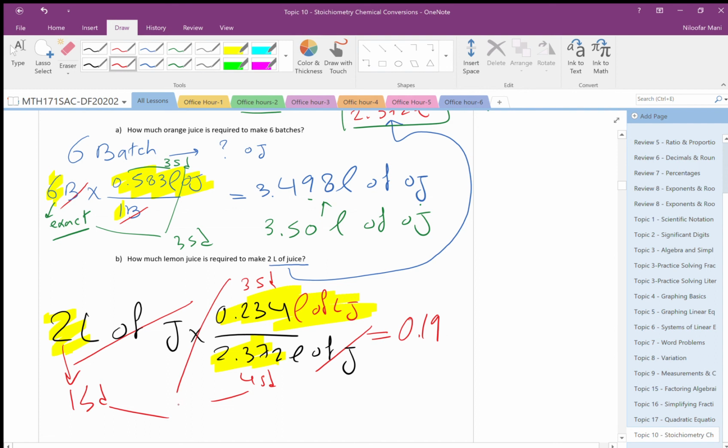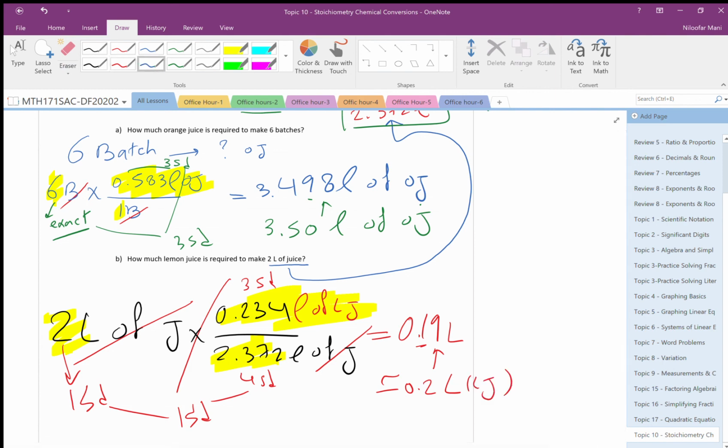Remember, if I don't see a decimal, it doesn't mean that's exact. When I measure something, I round to 1 decimal place, so I underline that, and it is almost 0.2, which is 20 over 100, so 1/5. So 1/5 of a liter of lemon juice. So this many liters of lemon juice.